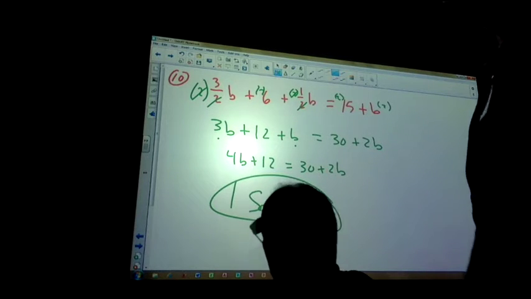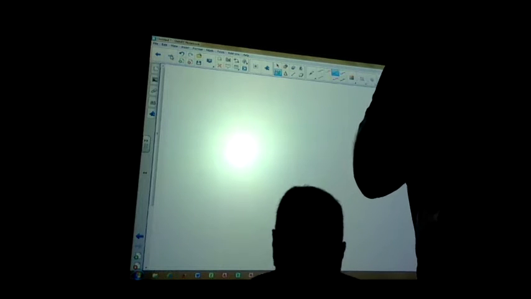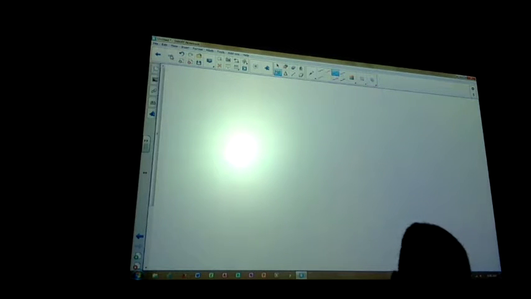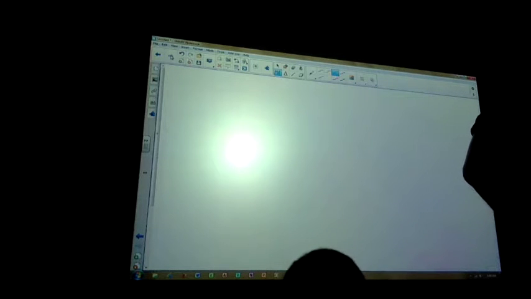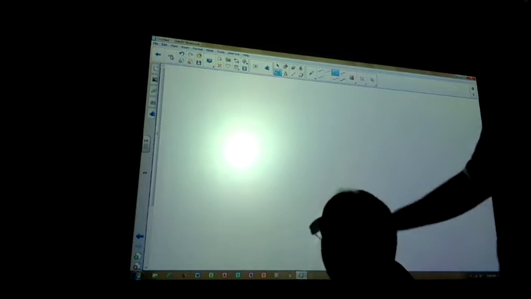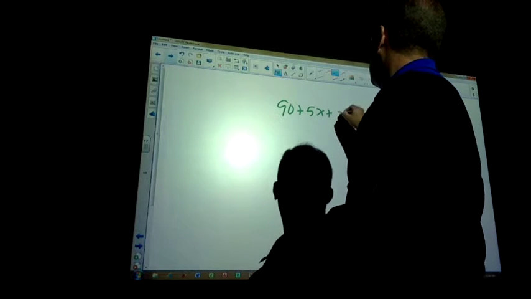So 13, you have the triangle. All of the interior angles of a triangle have to add up to 180 degrees. Doesn't matter what the triangle looks like, it'll always be true. What does a little square stand for? 90 degrees. So we have 90 plus 5x plus x equals 180.